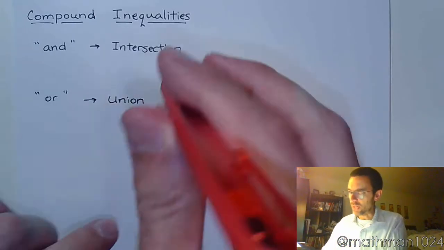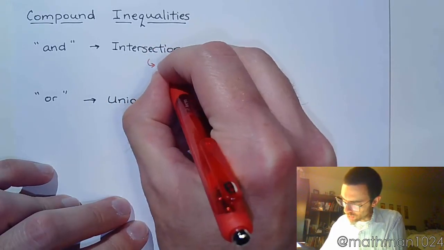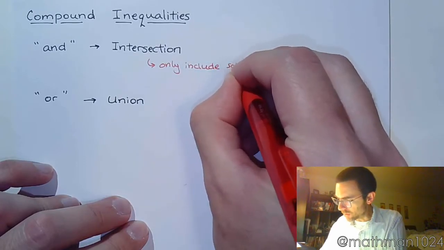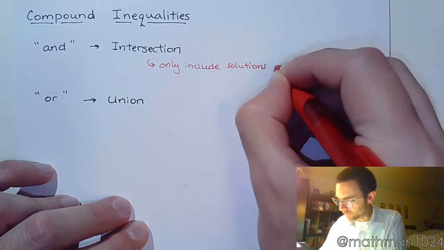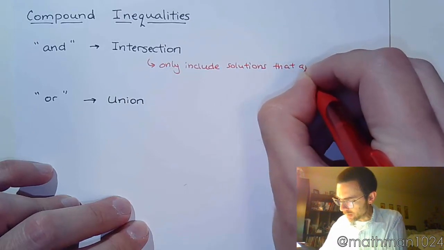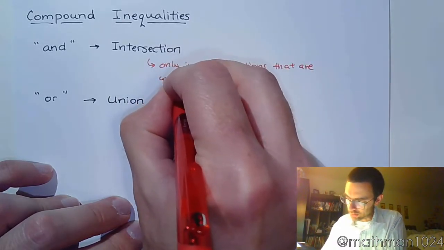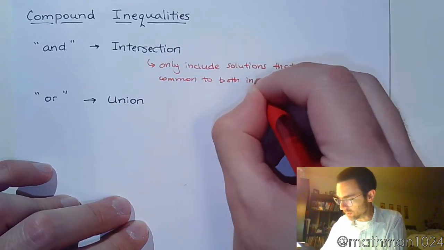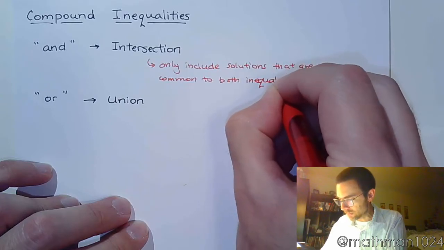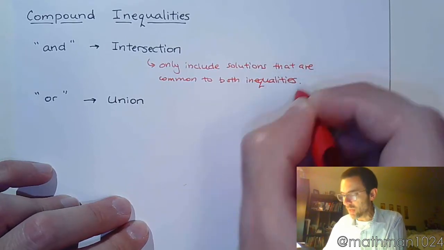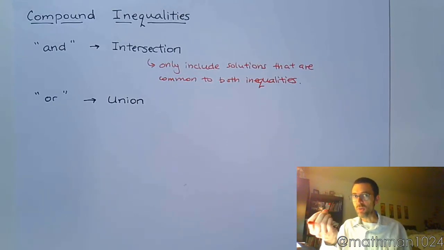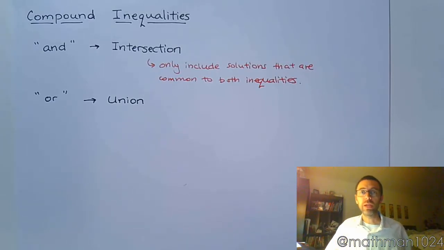So when we talk about an intersection, you will only include solutions that are common to both inequalities. So when you have the word "and," you can only include those values that work for not just one, but it has to work for the other one at the same time. It's got to be in the intersection, okay?